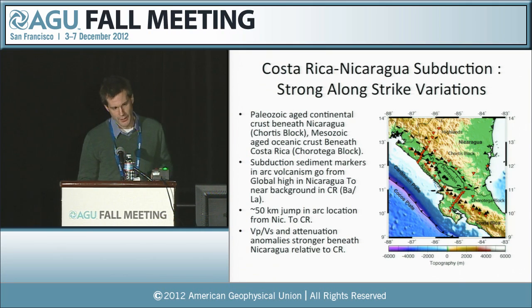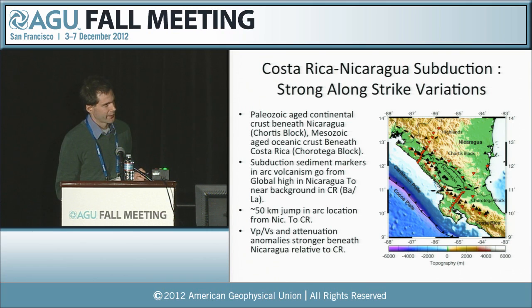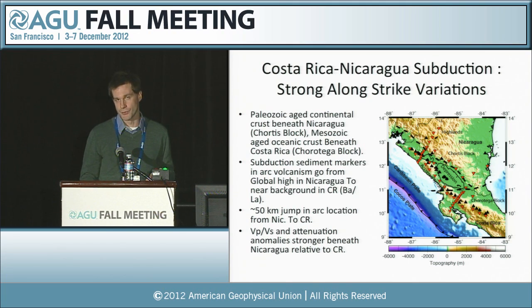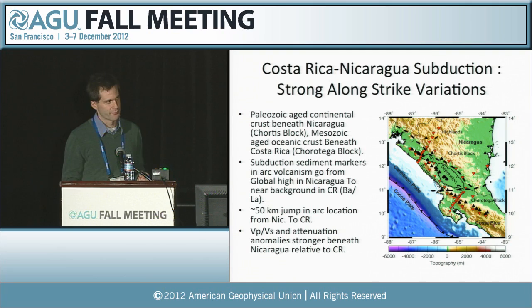And also some very nice work by Kate Riker and Ellen Syracuse showed that there are strong Vp/Vs high anomalies in Nicaragua and high attenuation in Nicaragua relative to Costa Rica, which was interpreted as maybe being due to higher fluid fluxes or perhaps due to slightly higher temperatures in Nicaragua.